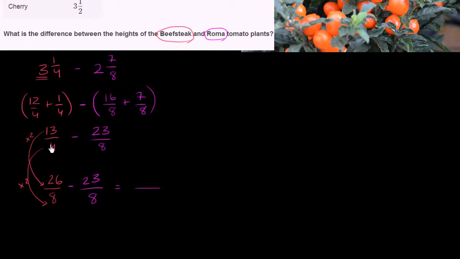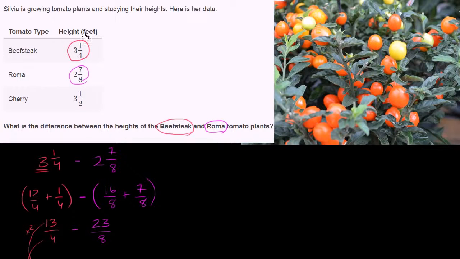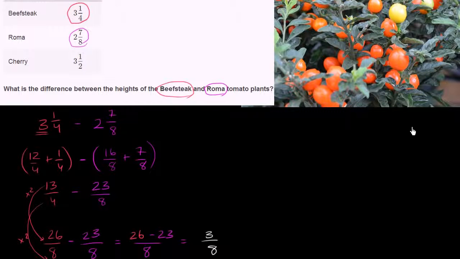And from 26/8, we're going to subtract 23/8. And so this is going to be over 8, 26 minus 23, which is equal to, and we deserve our drum roll now, 26 minus 23 is 3. So it's 3/8. So the difference between the heights of the beefsteak and Roma tomato plants is 3/8, and everything we've been doing insofar has been in feet. So 3/8 of a foot.